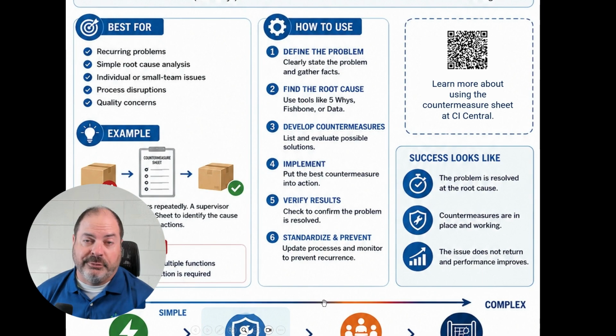Define the problem, find the root cause, which is typical of any problem solving. The countermeasures. The big key on a countermeasure sheet is the countermeasure calculus, and that means that when you have the problem, and a problem I define as a gap between reality and expectations. So whatever your current condition is and your goals, that is the gap. That's the reality and expectations.